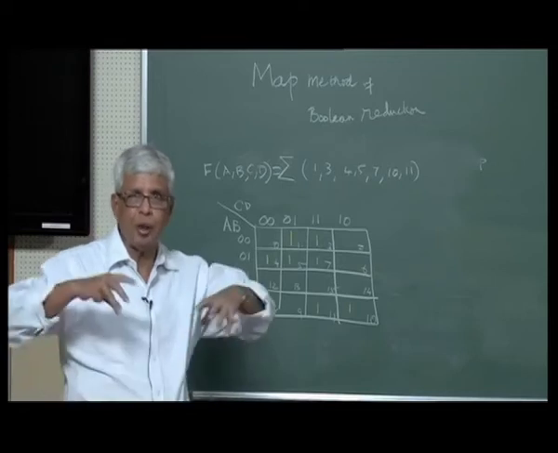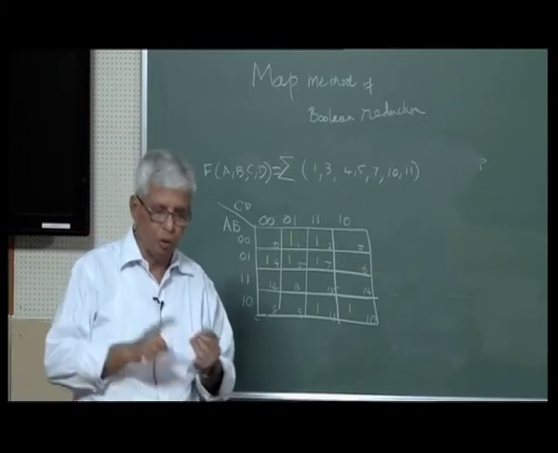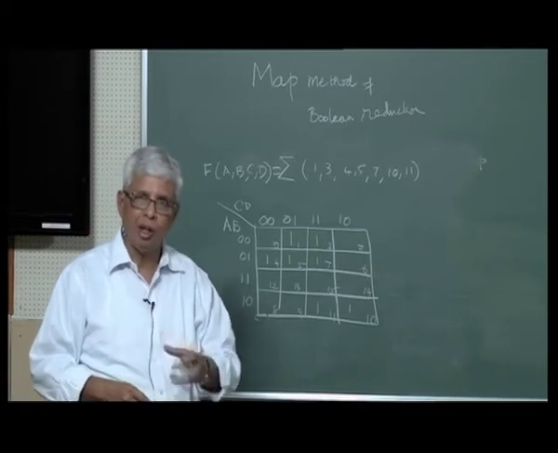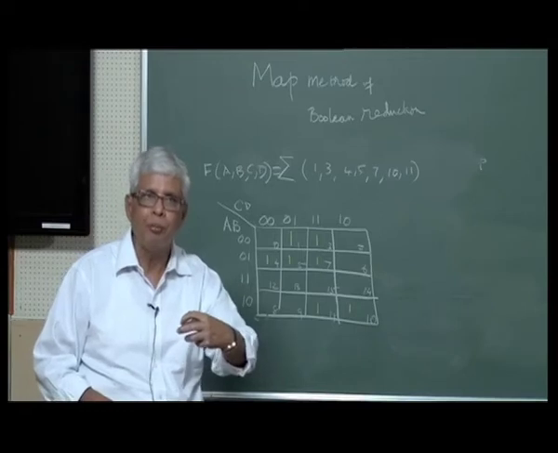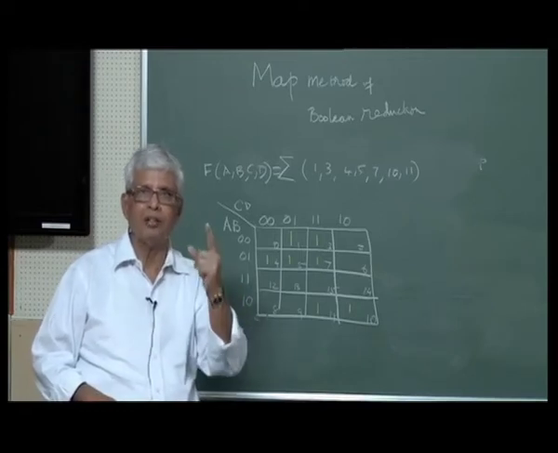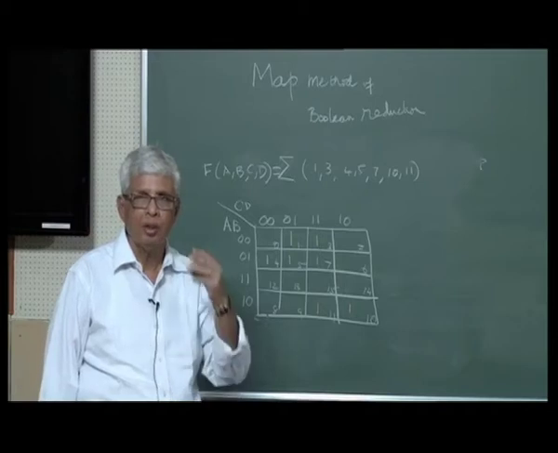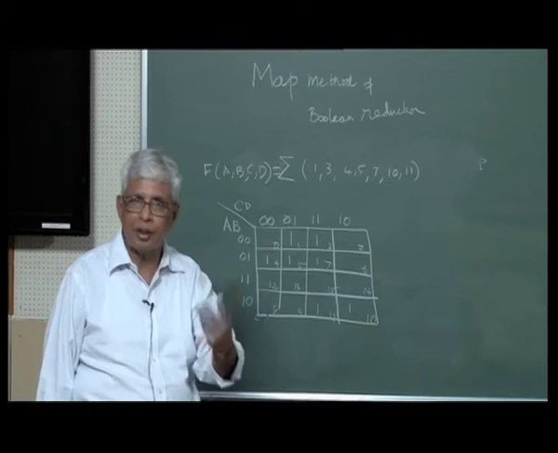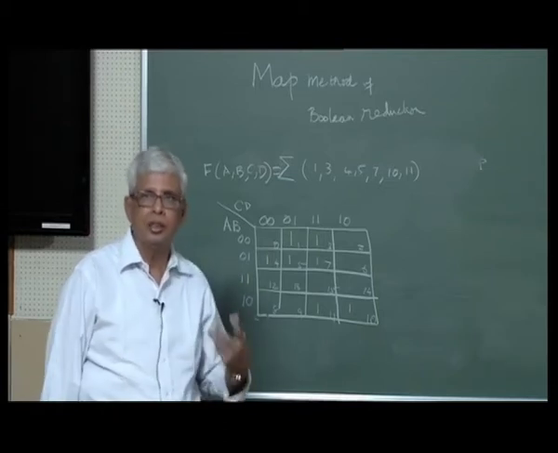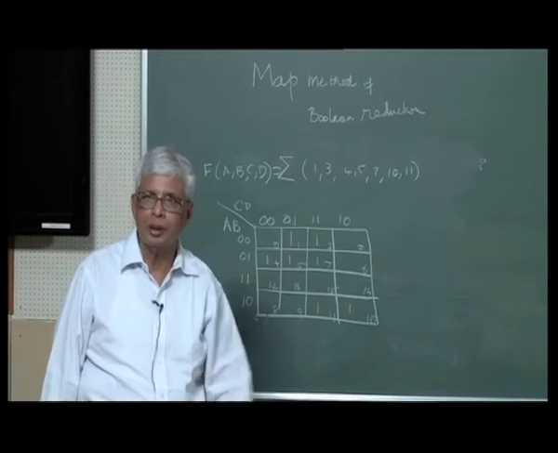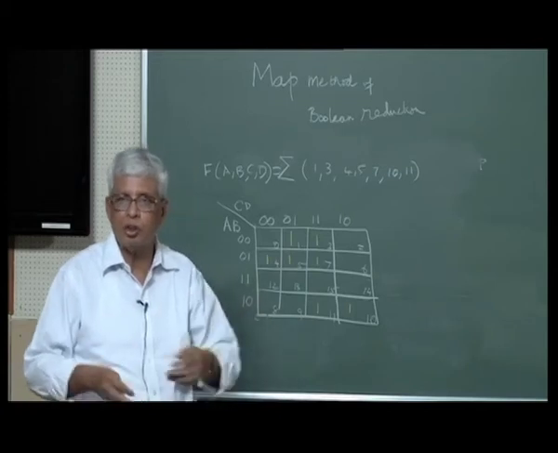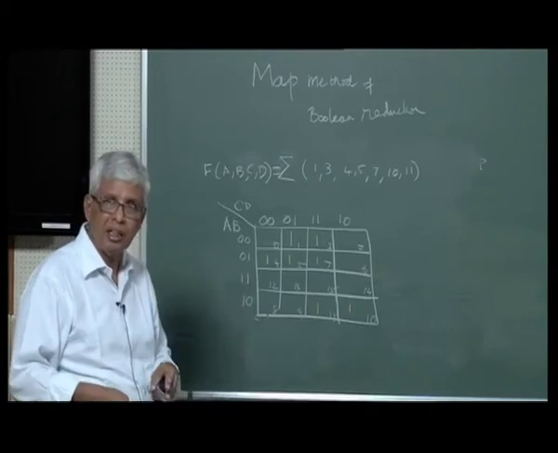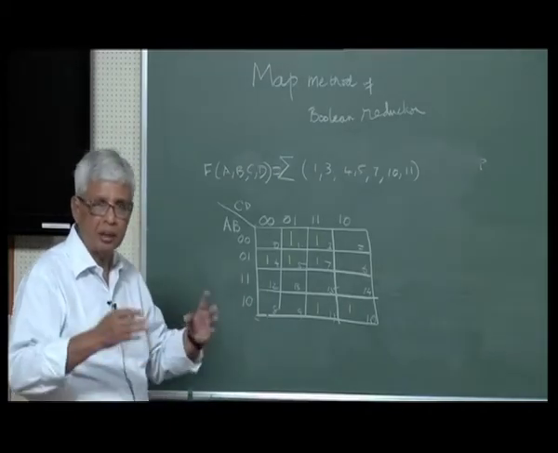As many ones as possible you should group. 2 ones, 4 ones, 8 ones. Larger the group, smaller is the term. 2 terms together only will reduce 1 variable. 4 ones together will reduce 2 variables. 8 ones together will reduce 3 variables. 16 ones together will reduce 4 variables. So, more number of variables reduced is better for us. Hardware will be simpler, logic will be simpler, we save hardware cost and money.